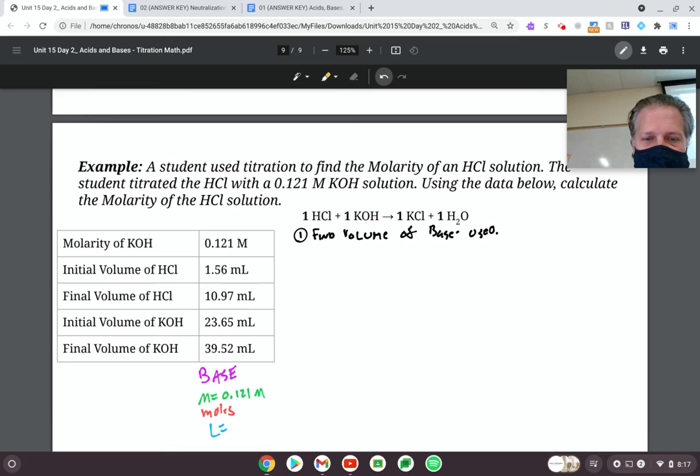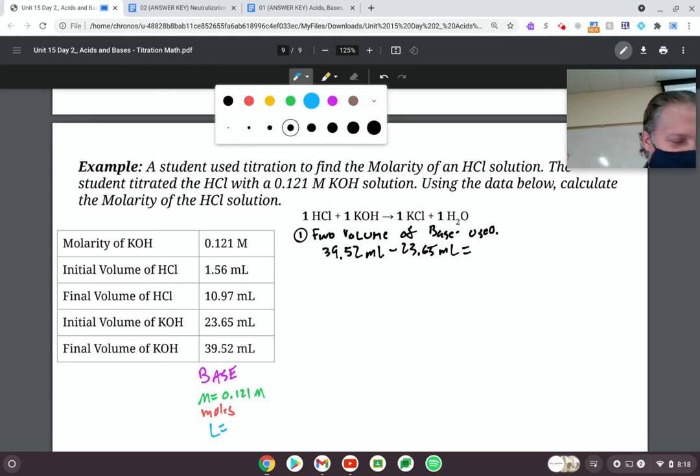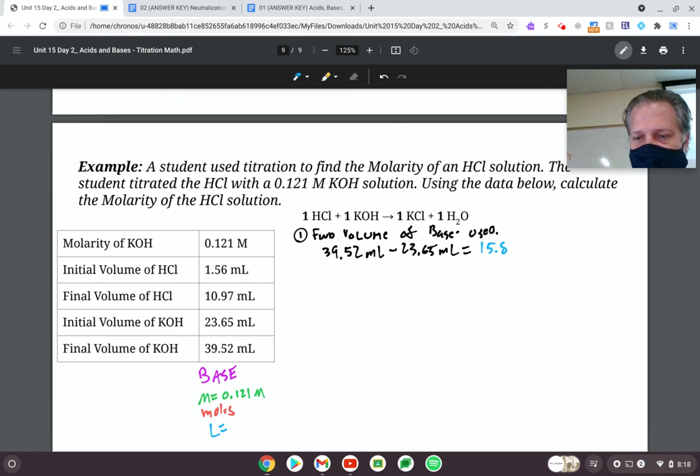So I'm going to take the 39.52 milliliters minus the 23.65 milliliters to give me, let's see, 39.52 minus 23.65. I used apparently 15.87 milliliters. Now, the issue is that that's in milliliters, and when we do these problems, they have to be in liters.